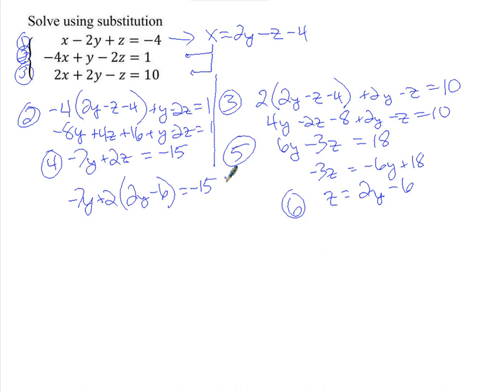Now we simplify this down and we'll get y. Negative 7y plus 4y minus 12 equals negative 15. Combine like terms, that's negative 3y minus 12 equals negative 15. I got to get rid of that negative 12, so I add 12 to both sides. Negative 3y equals what? Negative 3. So therefore, y equals 1.